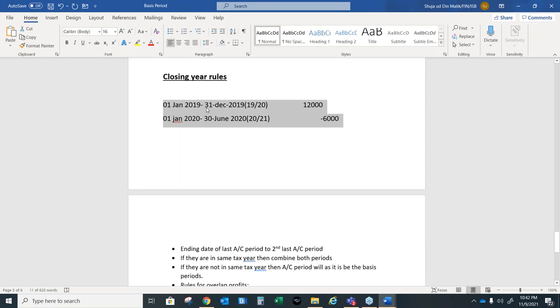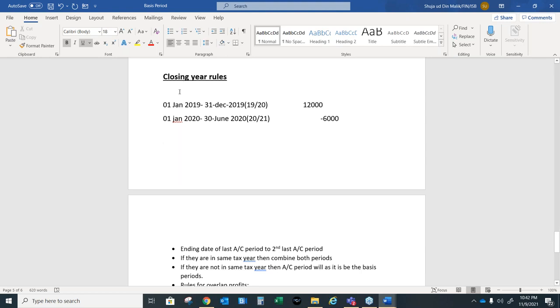This accounting period becomes your basis period when the second last accounting date and the last accounting date fall in a different tax year. Now you have to ensure one more thing. The overlap profits that occurred while preparing the opening year rules have to be adjusted somewhere, and they are adjusted when we prepare the closing year rules.